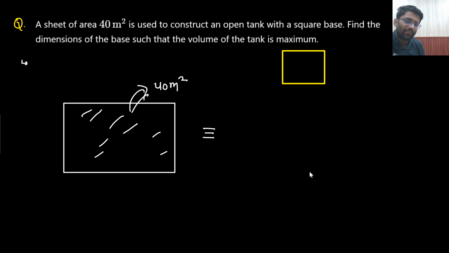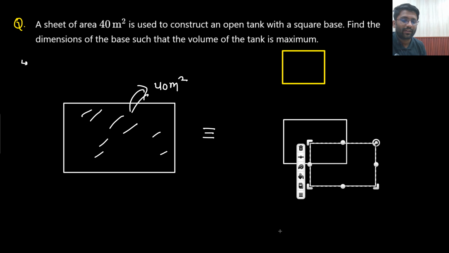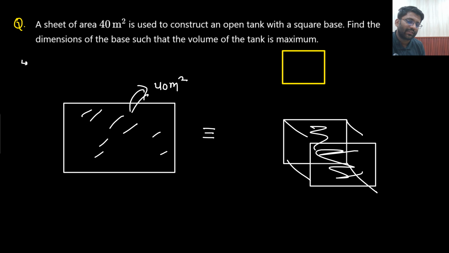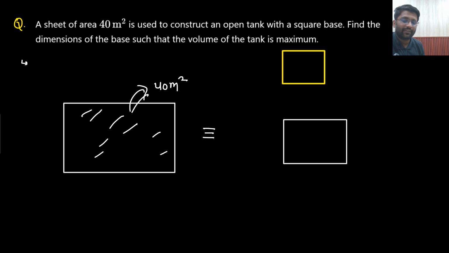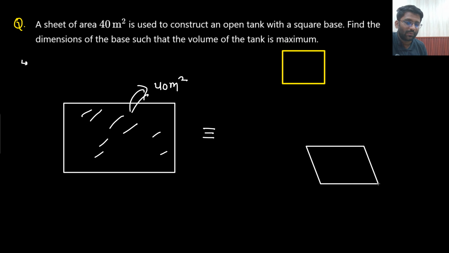Now what are you going to do? You are going to make a tank which has a square base and it is open. That means it will have 5 faces, no? If I make this kind of tank and everything is closed, that means it will have 6 faces. But what we are going to do is make a tank such that it will have a square base, all the sides will be the same, and on the upper side it is open. Making it will be a bit difficult.